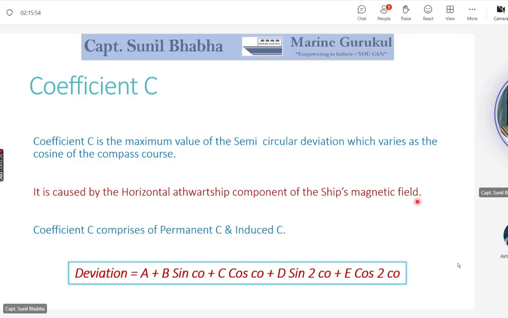Exactly like coefficient B, which had two components, coefficient C also has two components. Coefficient C comprises permanent C as well as induced C.